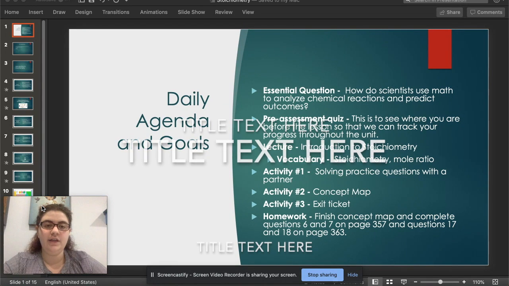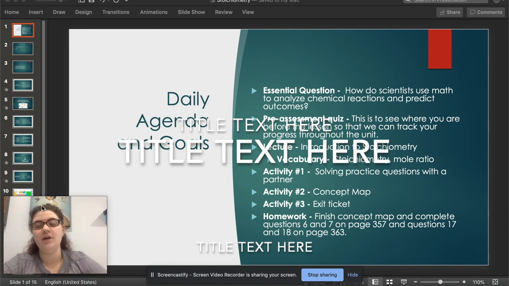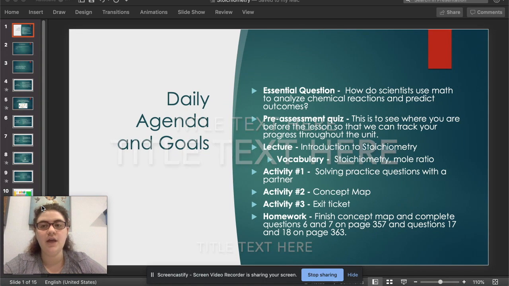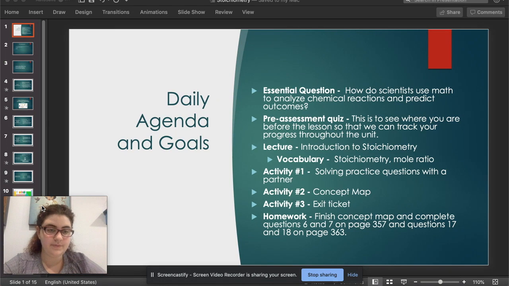We're going to go over our daily goals and agenda, our essential question for the day. One of our essential questions for this unit is, how do scientists use math to analyze chemical reactions and predict outcomes? So today we're going to have a quick pre-assessment quiz, so that way you'll be able to see where you were before and after the lesson.